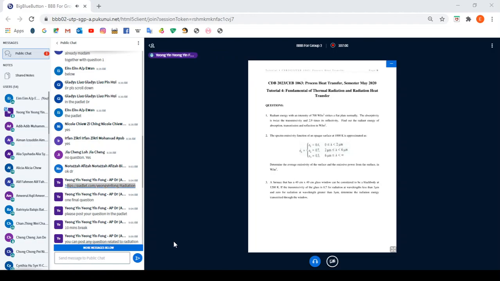Okay. Diana is asking, we use LT for laminar instead of LH, right? Yes. This is for the Ts constant case, Diana. So you will be using equation 8.12.